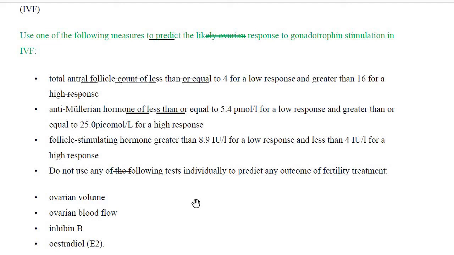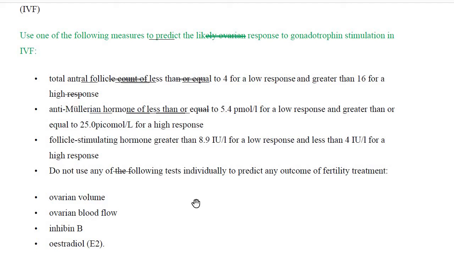Then we check the anti-Mullerian hormone. If it is less than or equal to 5.4 picomole, then the response is going to be low, and if it is more than 25, then the response is going to be high. Then the third thing is follicle stimulating hormone. If it is greater than 8.9 international units per liter, then the response is going to be low. And if it is less than 4 international units per liter, then the response is going to be better, a high response.